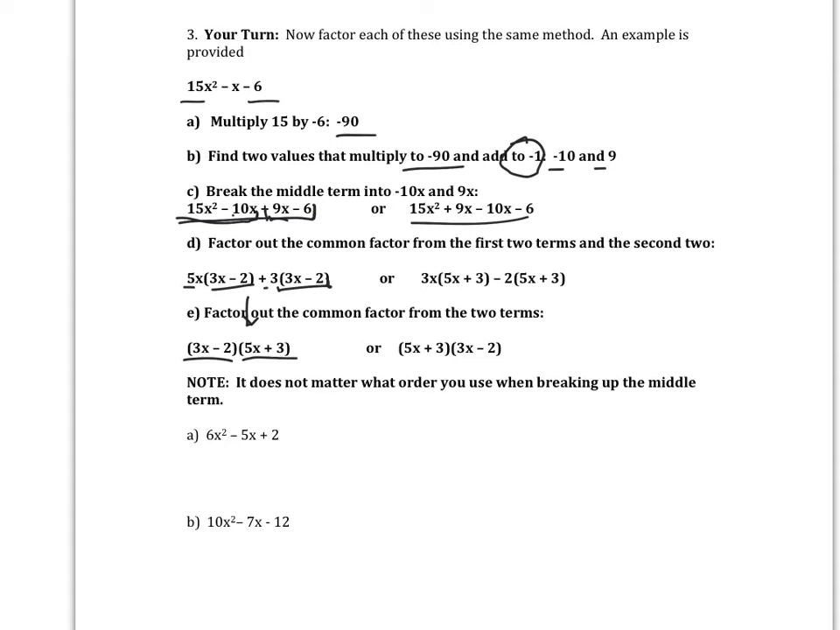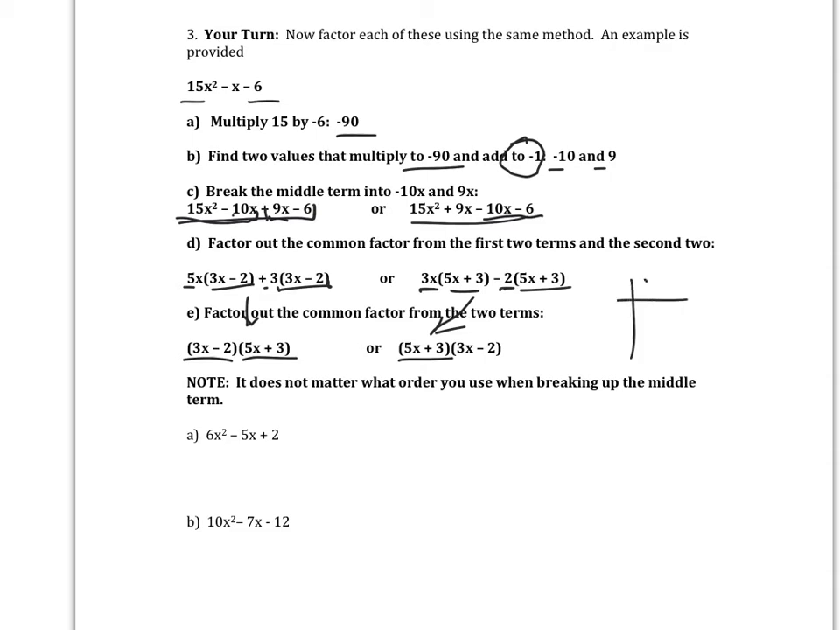Over here, when we factored out the greatest common factor from 15x squared and 9x, we factored out a 3x, leaving 5x plus 3. Then we factored out a negative 2 from negative 10x minus 6, leaving another 5x plus 3. And that we can then factor out to get 5x plus 3 times what's left over, which would be 3x minus 2. So again, both ways we get the same.